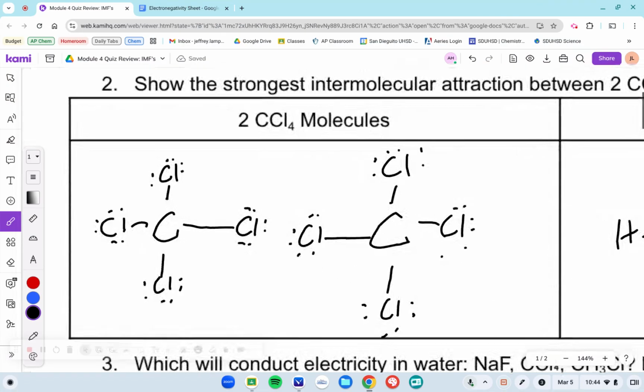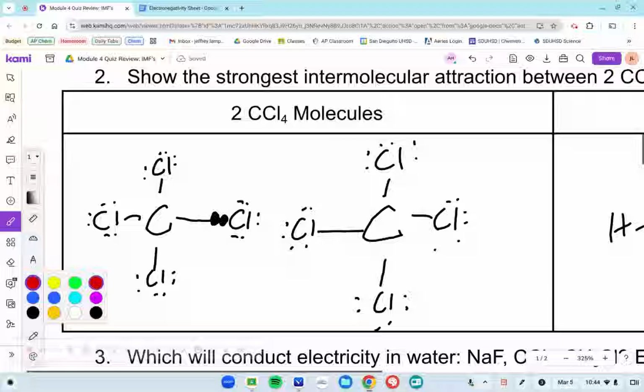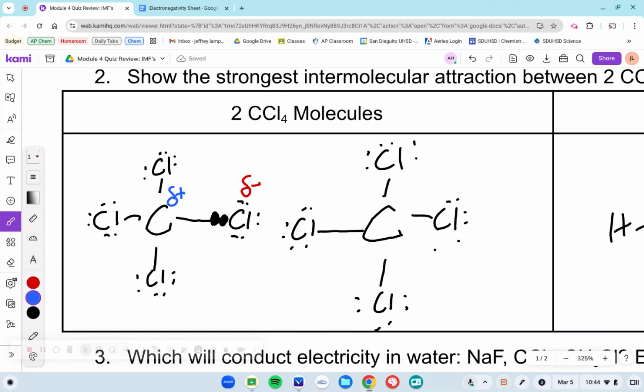Now remember, a bond just represents two shared electrons. So in here, instead of having my electrons shared evenly right in the middle, maybe like this, I'm going to show that the electrons are off to one side of that bond. So if instead I show that my electrons are way over here, that's going to cause there to be a partial negative on this Cl and a partial positive on this carbon.